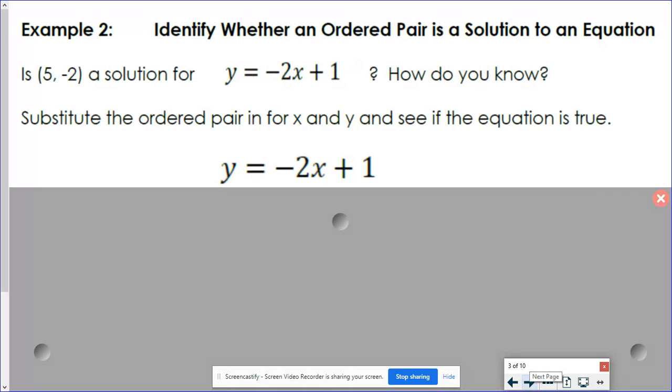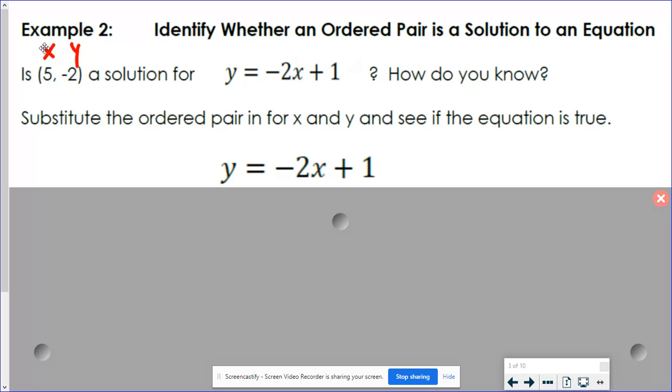This is the same equation that we just used. I want to know if the ordered pair 5, -2 is a solution. If I would substitute 5 in for the x, would I get the -2? Now, I didn't have that in my table, so either I could go back to my table and put it in there, or I could just say, this is my x number, and this is my y number, and I want to see if it works.